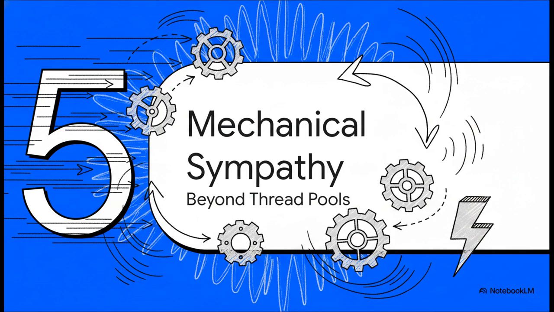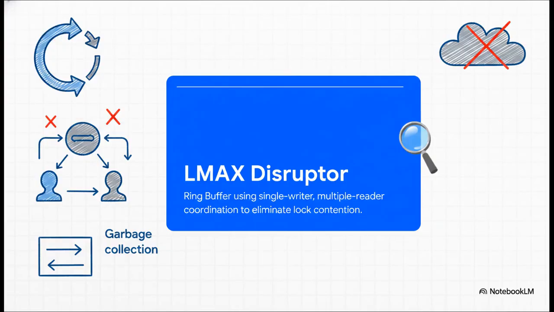Section 5. Mechanical Sympathy, Beyond Thread Pools. But what if you need to go even faster? Say you're in an ultra-low latency environment. Think like high-frequency trading. In that world, even a perfectly mathematically tuned thread pool is just way too slow. Standard architecture completely fails. Enter the LMAX disruptor.